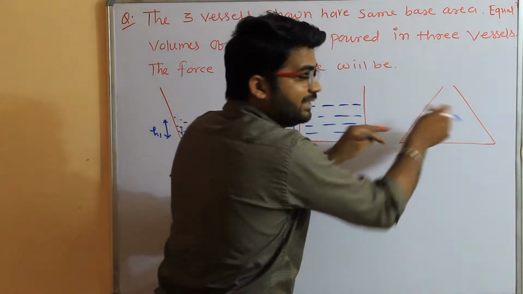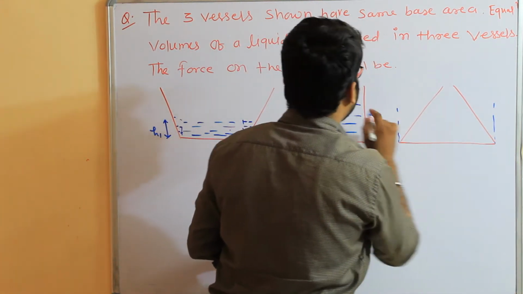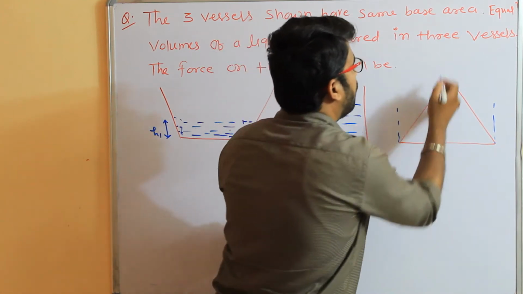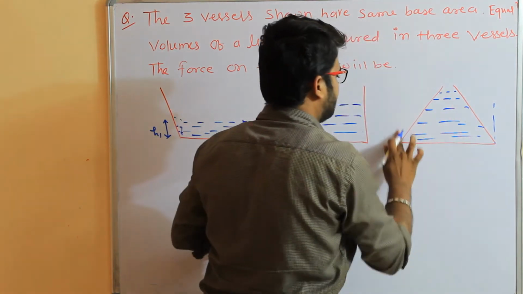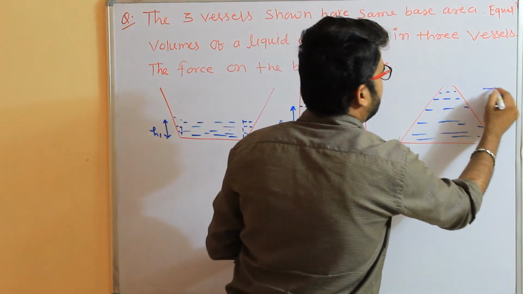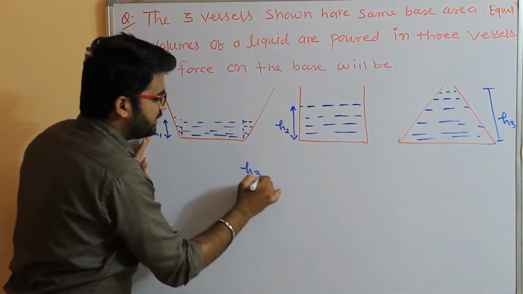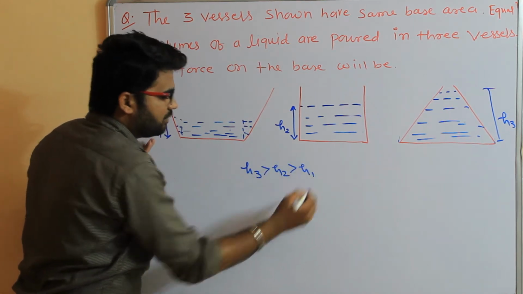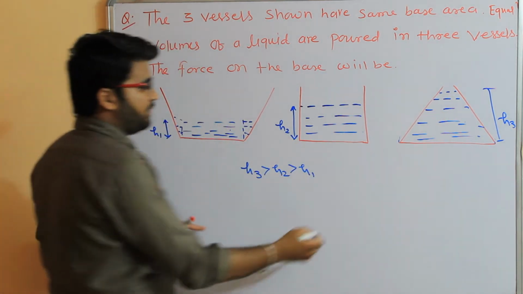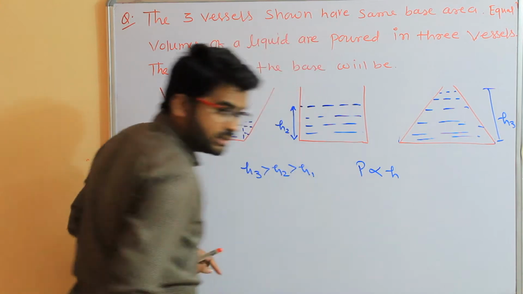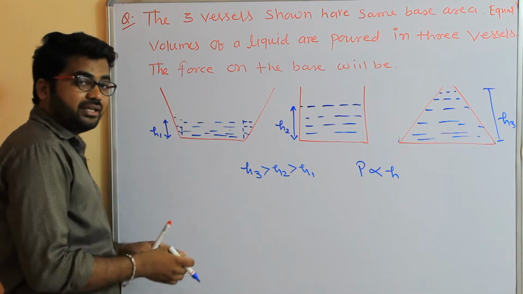Now if I pour over here, the liquid will be like this, isn't it? Same height, so this part will go up, like this, and the height of the third vessel will be the greatest. So we have H3 is greater than H2 is greater than H1. As we know, pressure is directly proportional to H, so as depth increases, the pressure increases.